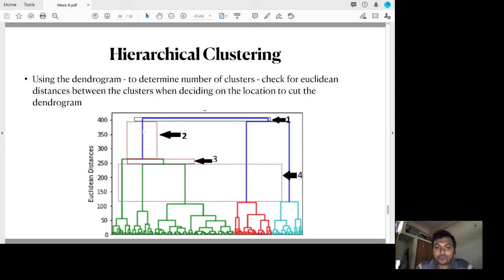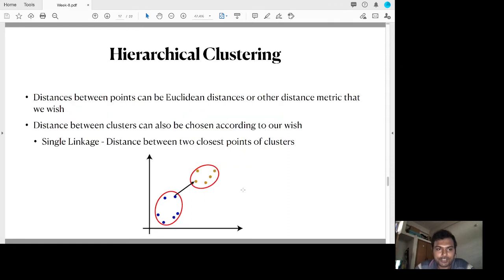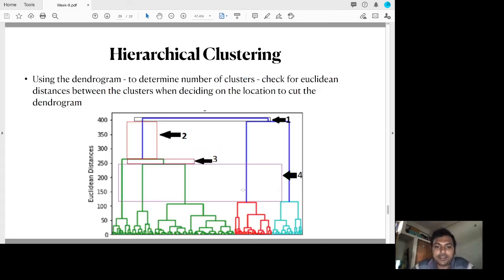Now, which distance is to be considered, single linkage, complete linkage or centroid? That is up to you. Somebody has already done that for you and given you this dendrogram. While creating the dendrogram itself, you will decide what linkage you will use. What is the difference between single linkage and complete linkage? Single linkage is the distance between the two closest points, and complete linkage is the opposite of that, the distance between the two farthest points. Got it. Okay.